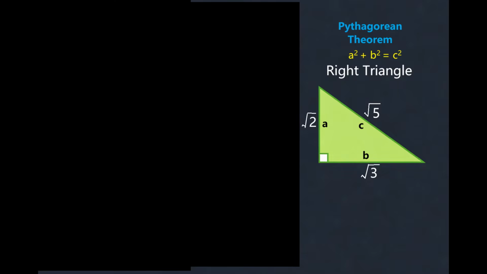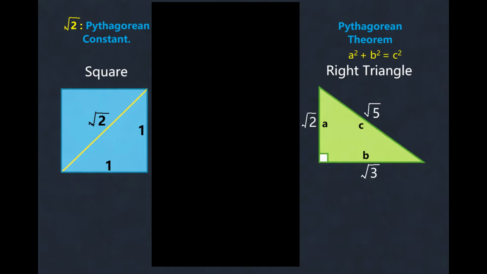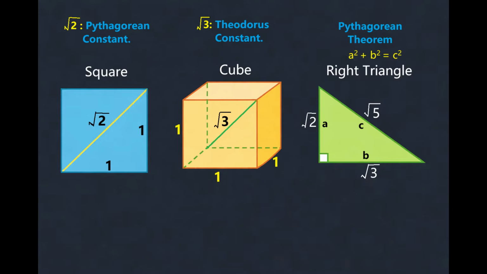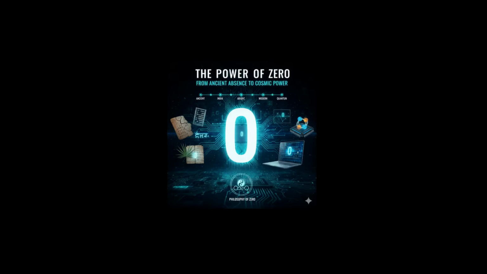Square root of 2, the Pythagorean constant, the diagonal of a unit square. The first irrational number discovered in math history. Square root of 3, the Theodorus constant. The space diagonal of the unit cube. A three-dimensional extension of the same geometric principle. Finally, we reach the most fundamental numbers of all.